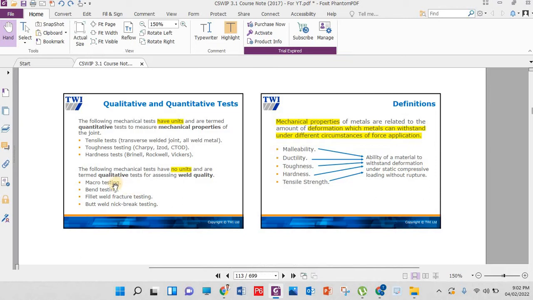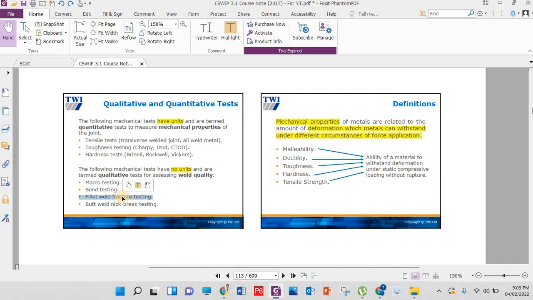The tests related to quality are the macro test. The macro test is the test which we can see visually with naked eyes. Against the macro test, we also have the micro test, which needs support, such as a microscope or a specific zoom glass, to check the quality of welding. Then we have the bend test. By name, it shows some material which needs to be bent, then we check whether the quality of welding is okay or not. Then the fillet weld fracture test.